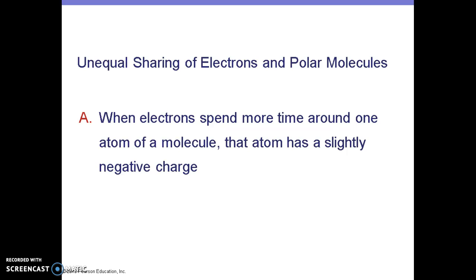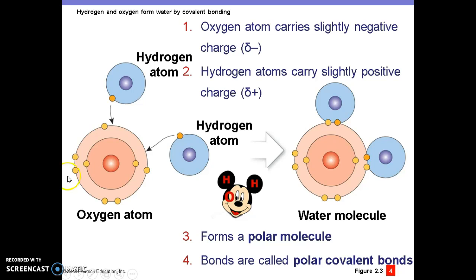Sometimes one of the atoms has more protons than the other atom, right? Different atoms have different numbers of protons, and so it would have more pull toward that electron, so the electron would spend a little bit more time around the bigger atom that's got more protons. For example, water. So water is our key molecule to represent polar covalent bonds.